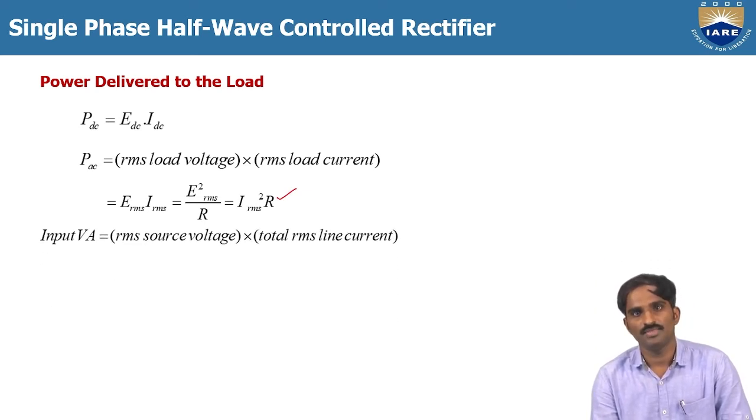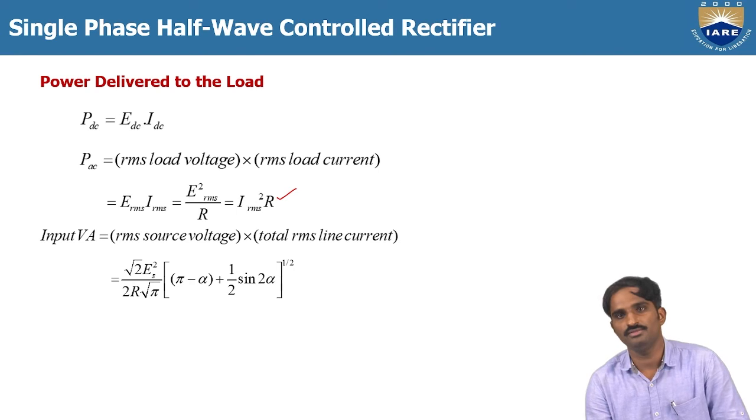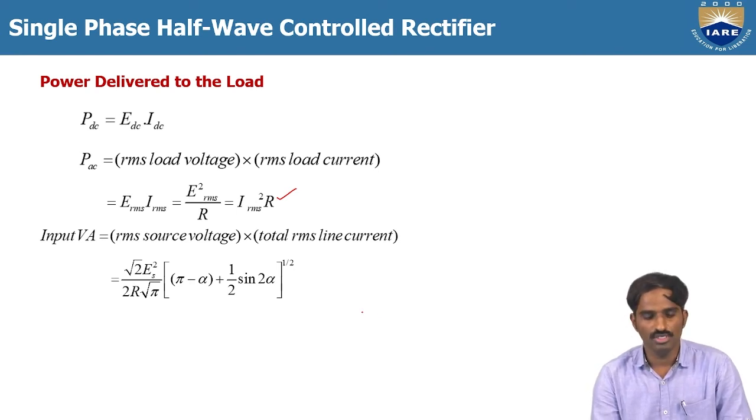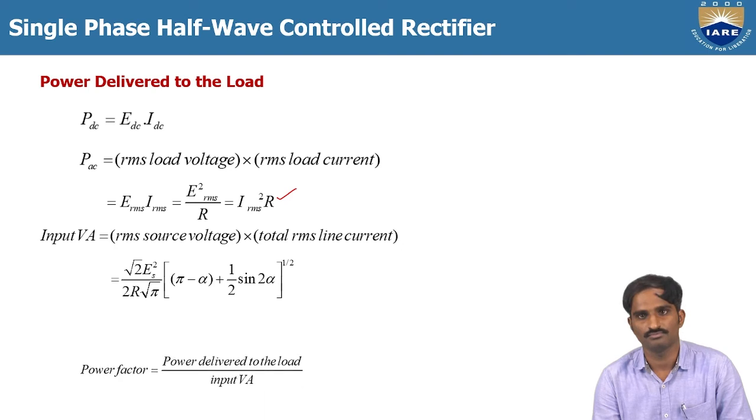So similarly, the input VA is the RMS source voltage into the total RMS line current. Then you can substitute these two values, and you will get the total input VA, which is root 2 into Es square by 2 into R into root pi into (pi minus alpha plus 1 by 2 sine 2 alpha) whole square.